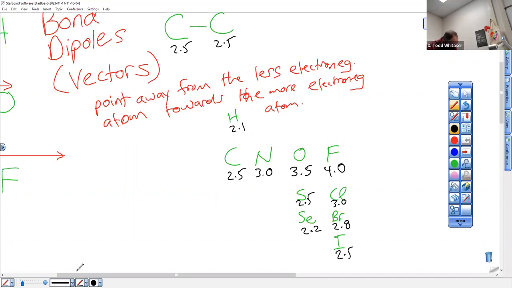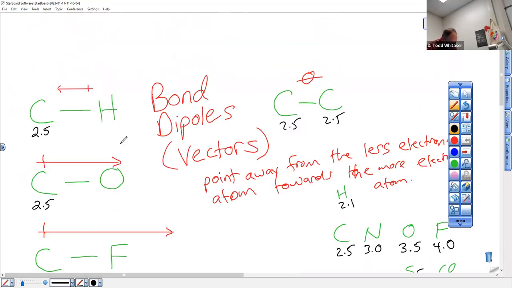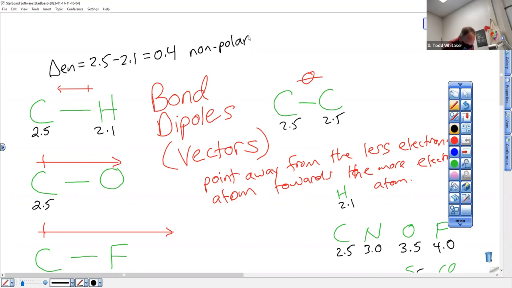Okay, here we go. We're ready for an activity, finally. Oh, we didn't write down these guys. 2.1, that explains why the arrow points to the left. The difference, delta EN, I call it. Always do small minus large, so your numbers are positive. Some of you know that's called a nonpolar bond, and all nonpolar bonds have to be covalent, right?